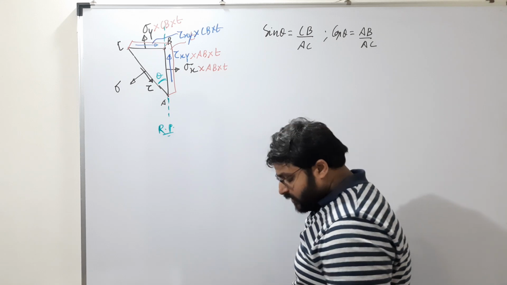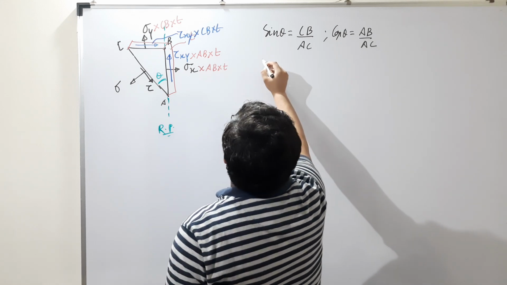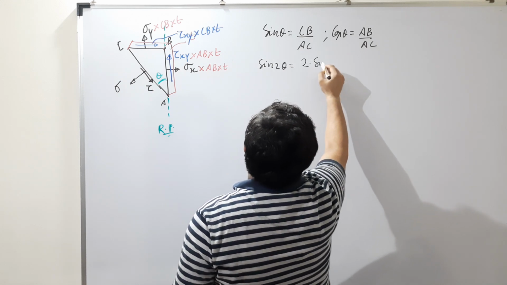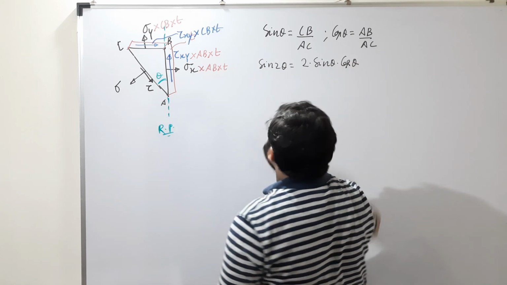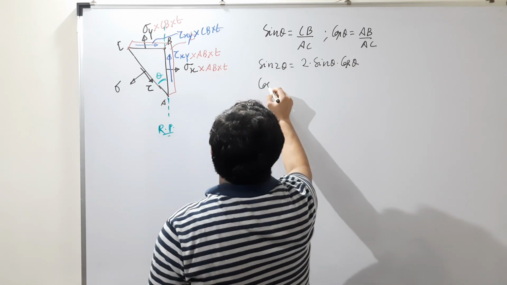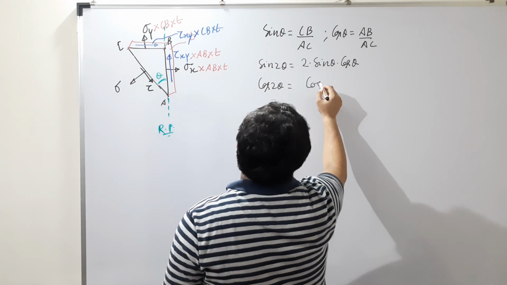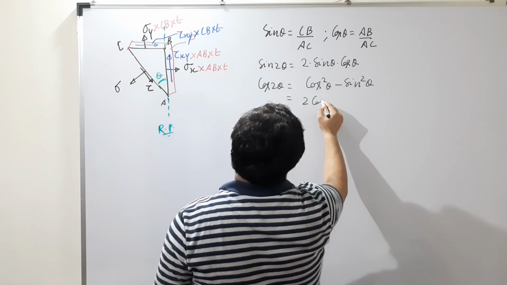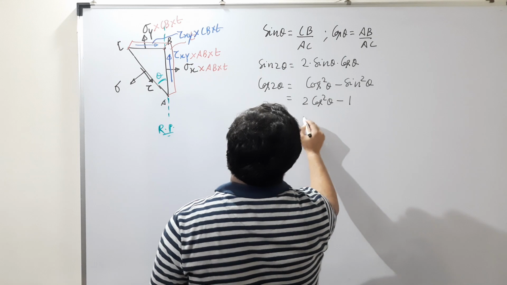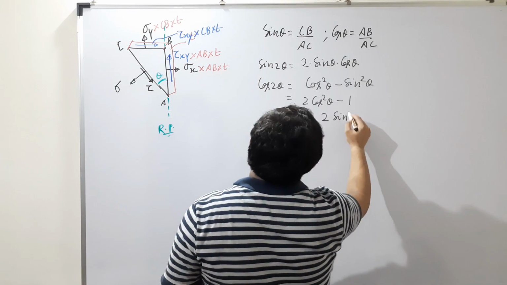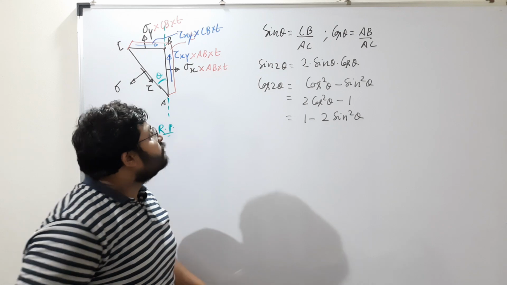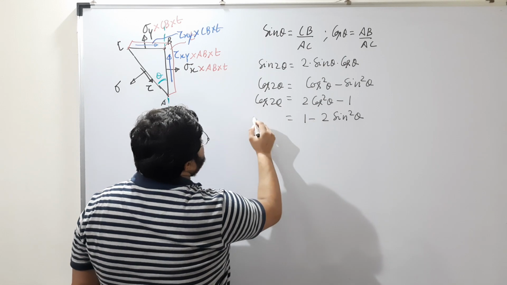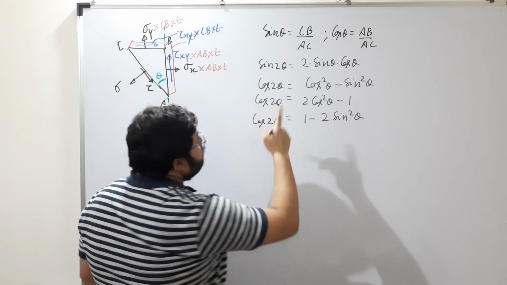In addition to it, there are many expressions like sine 2 theta. This can be written as 2 sine theta cos theta. This will be used. Now there is an expression for cos 2 theta as well. The first expression is cos square theta minus sine square theta. The other expression is 2 cos square theta minus 1, and the other expression is 1 minus 2 sine square theta. So you should keep all these in mind because all of them will be used here. This is again cos 2 theta. This you should keep in mind.